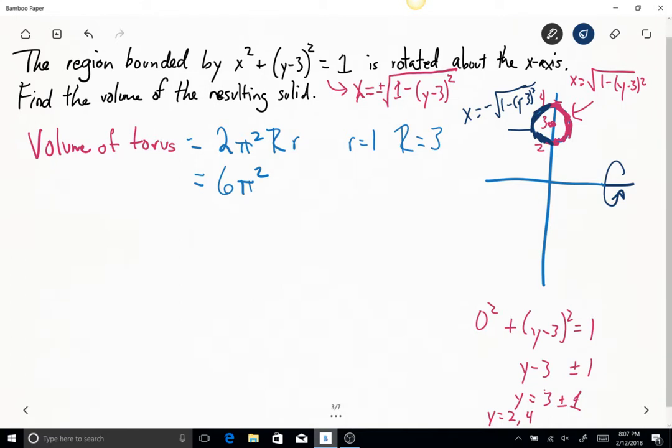We want to try and figure out, if we take this little rectangle here that's shaded in, and we revolve that around, into some little piece over here, we have some other shape going on.